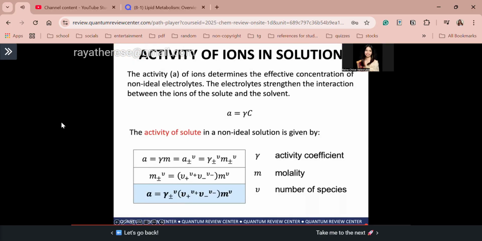Now let's proceed to the activity of ions in solution. The activity of ions determines the effective concentration of non-ideal electrolytes. Okay? So for electrolytes, there are interactions of the ions with the solute and the solvent. So how can we determine the activity of a solute? That is A. That is through these equations.